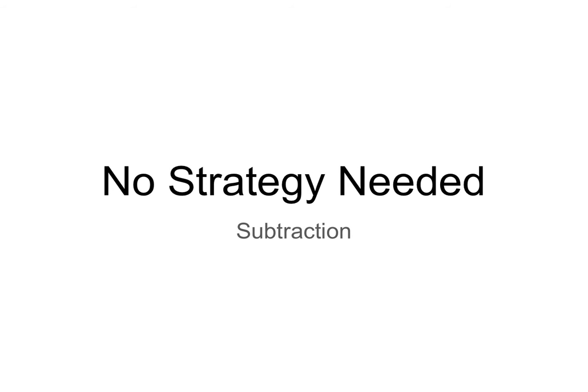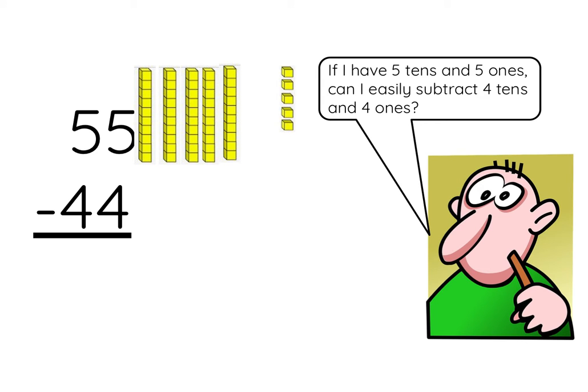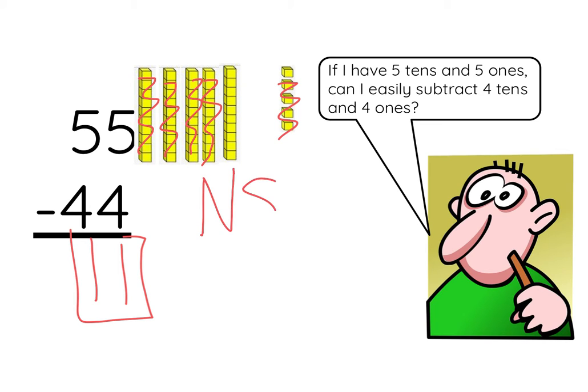No strategy needed subtraction review. All right, remember when we look at our number, and I have 55 subtract 44. Here's a picture of 55. Can I easily subtract 4 tens and 4 ones? Absolutely. And when I do, I have an 11 left over. Great. It was super easy. I didn't need to do anything. So that was actually a no strategy needed.